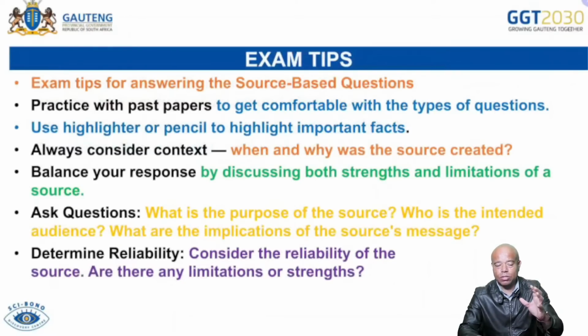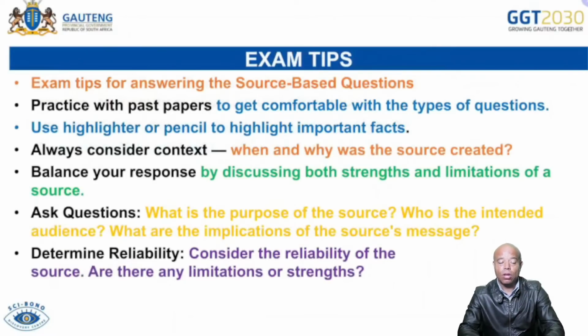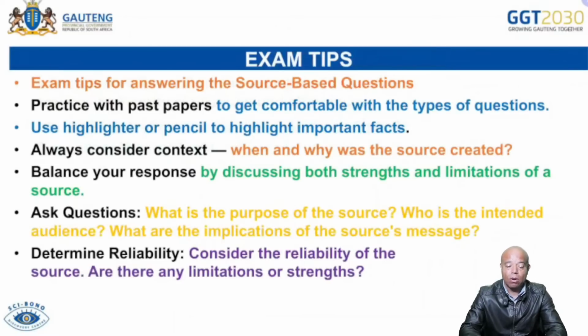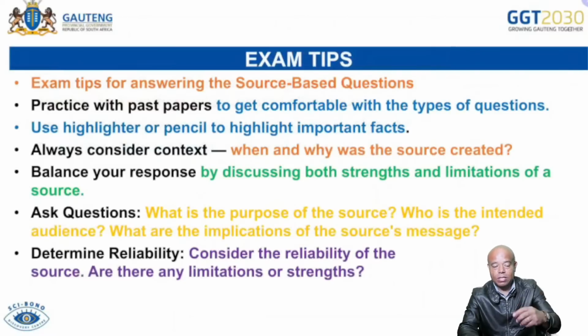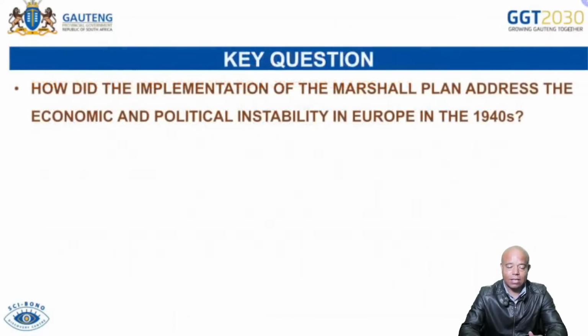Very important: old question papers help a lot. Basically, it makes you understand the language and the tone that is being utilized. Use highlighters or pencils to highlight important facts as you read or as you are studying. Always consider context. When and why was the source created? Balance your response by discussing both strengths and limitations of sources. Ask questions. Very important. You ask questions when you answer the question yourselves also. So what is the purpose of the source? Who is it intended for? Then determine how reliable the source is, consider the reliability, and there are also limitations and strengths.